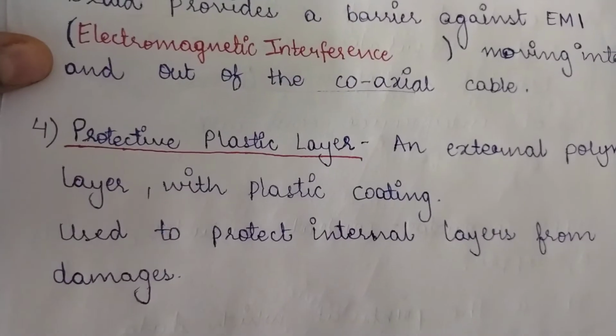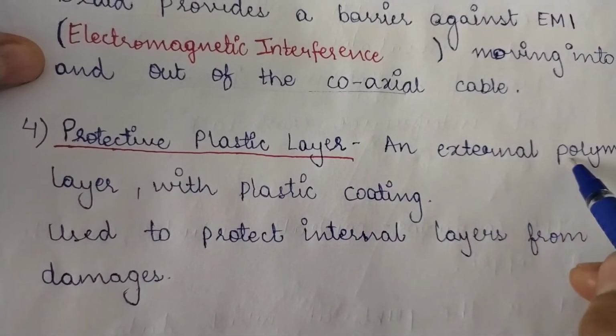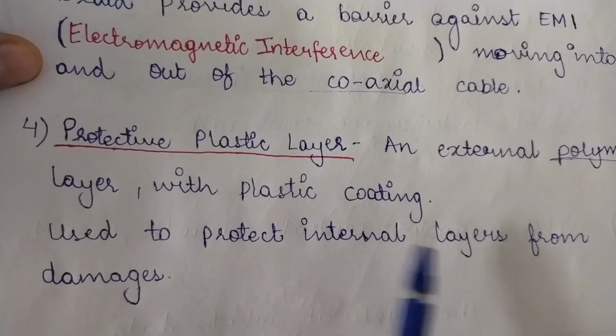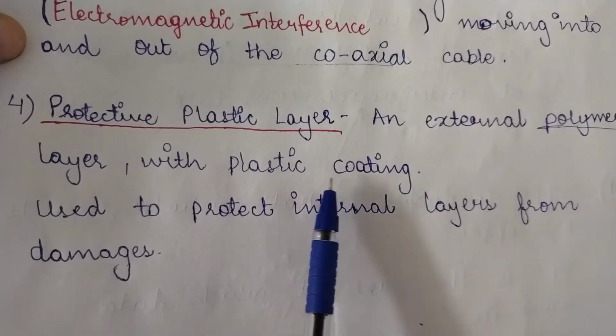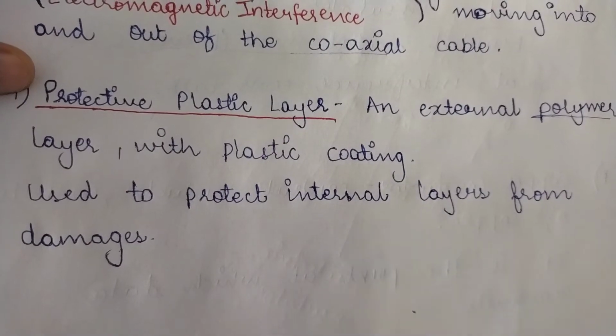Okay, then at last you have the protective plastic layer. So this is an external polymer layer. It is a layer of polymer material with a plastic coating, and it is used to protect the internal layers from damage.